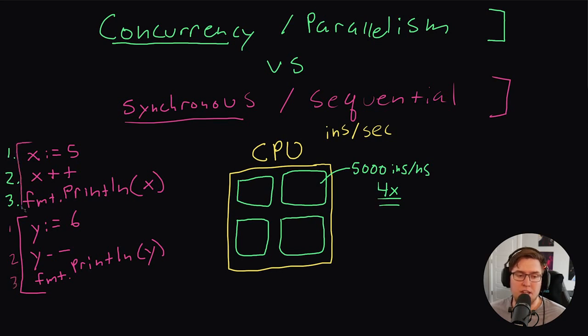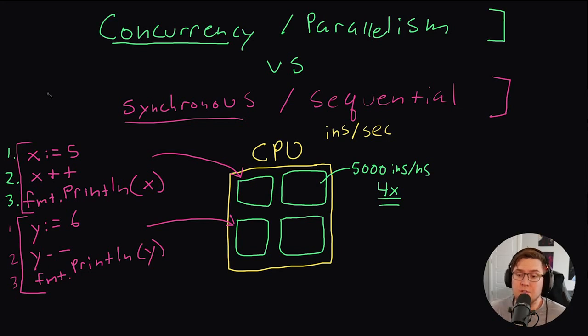And the same goes for this block here. But we don't necessarily have to calculate and print x before or after we calculate and print y. They're kind of separate in that way. So what we can actually do is take this block of code and execute it in one core, and at the same time execute this other block of code in another core, doing them at the same time.